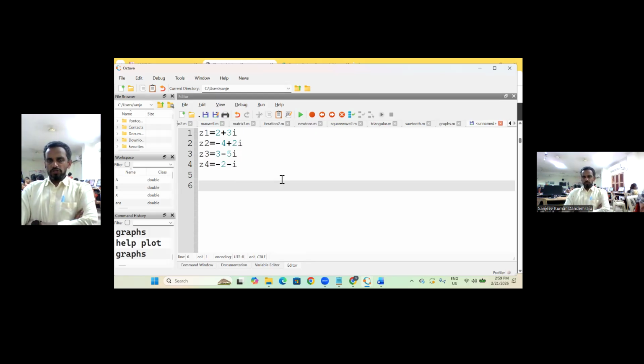So these are my four complex numbers. And you can perform the usual addition, subtraction, multiplication operations. All are allowed, possible. Right now, I'm trying to plot them. So I'm defining another matrix with these elements.